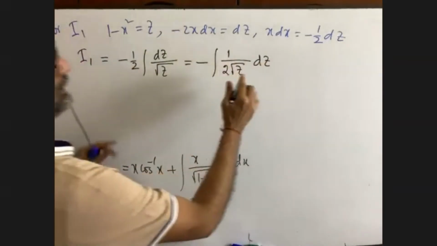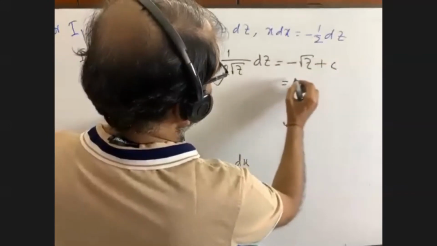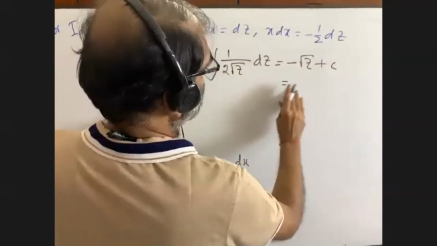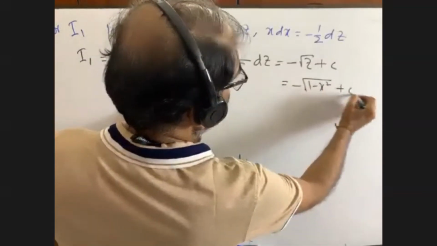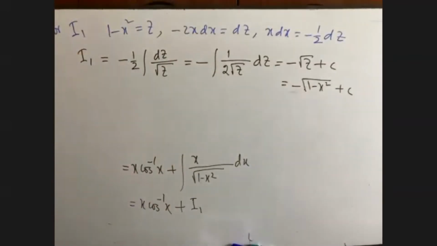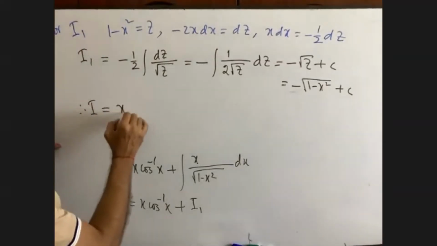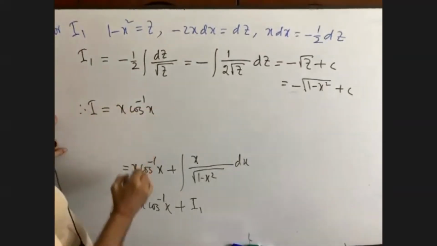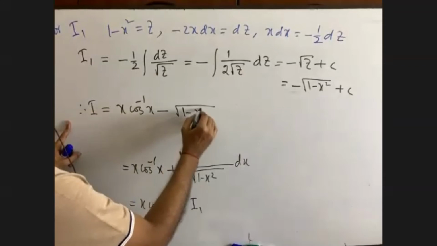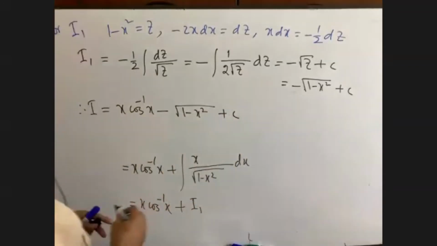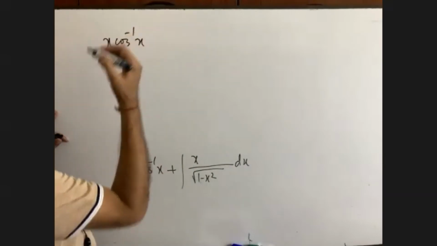So its integration will be what? Only root z, and z equals to 1 minus x square. That is minus root over 1 minus x square plus c. So in total, we are getting I is equal to x cos inverse x, this is minus, this is plus, minus root over 1 minus x square plus c.